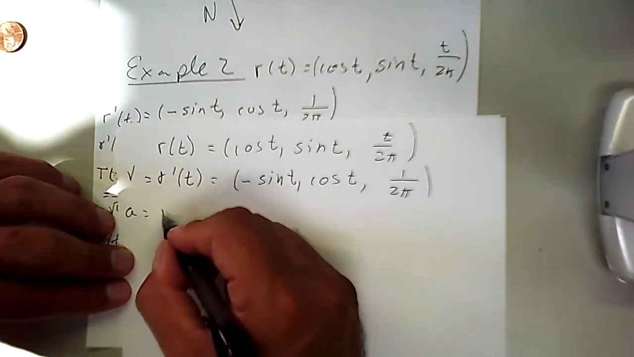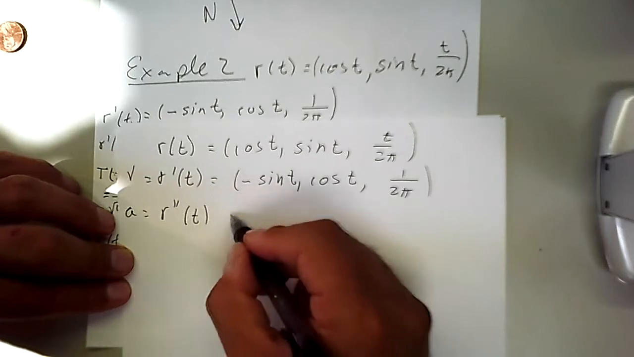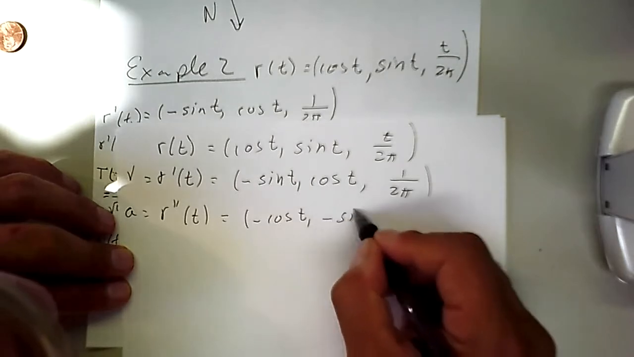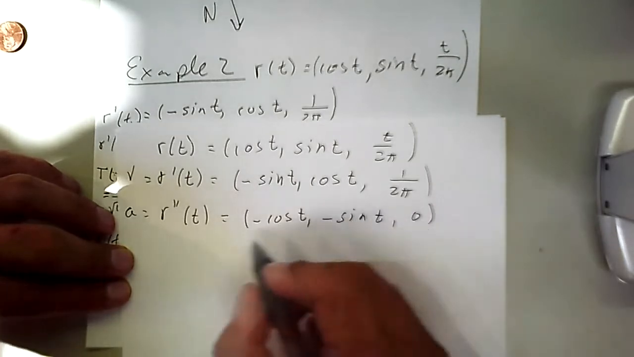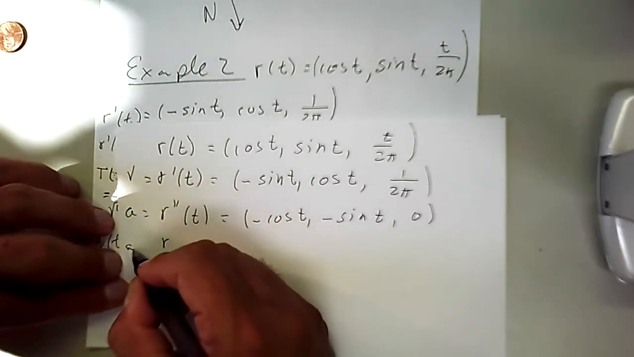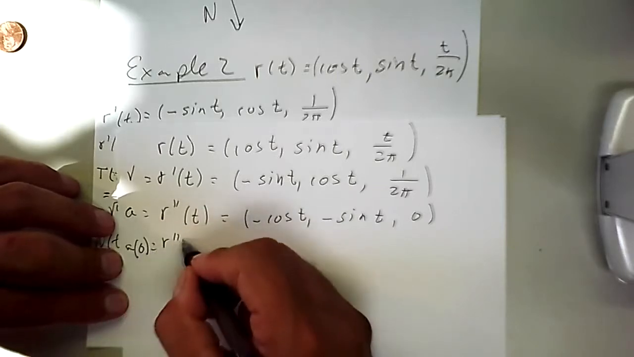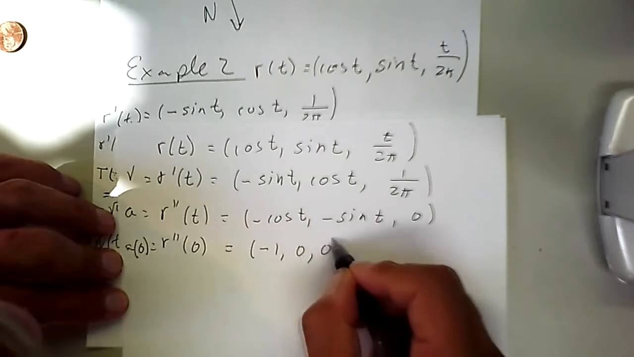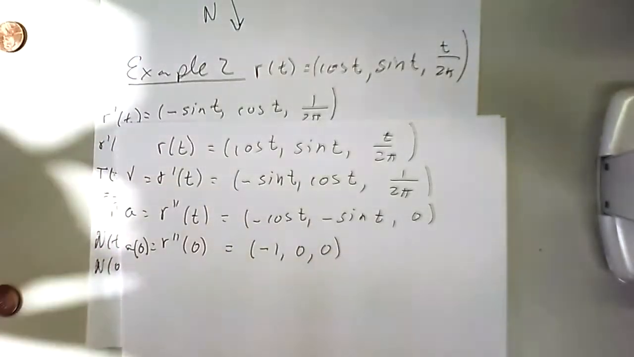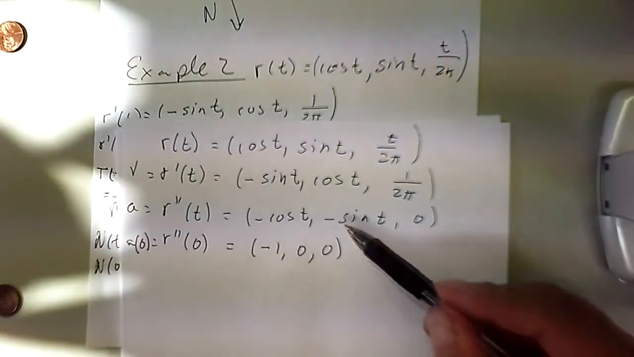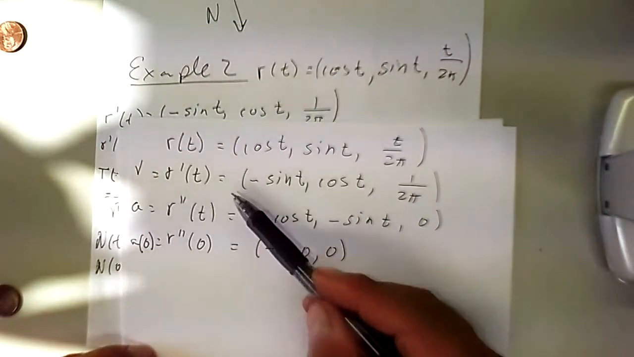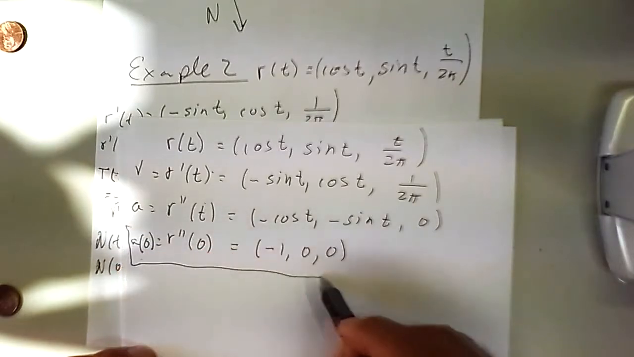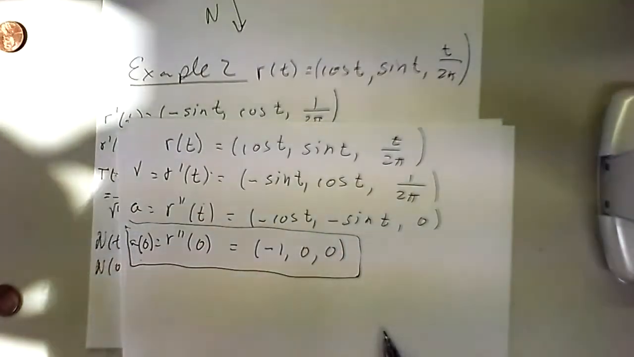The acceleration is the second derivative of the motion, which is going to be negative cosine of t, negative sine of t, and 0. So if you want the acceleration at 0, all we have to do is plug in 0 for t, and that's going to give us negative 1, 0, 0. If you just wanted the acceleration and nothing else, this is it. First derivative, second derivative, plug in the number, you're done. It takes only a couple steps to get the acceleration.